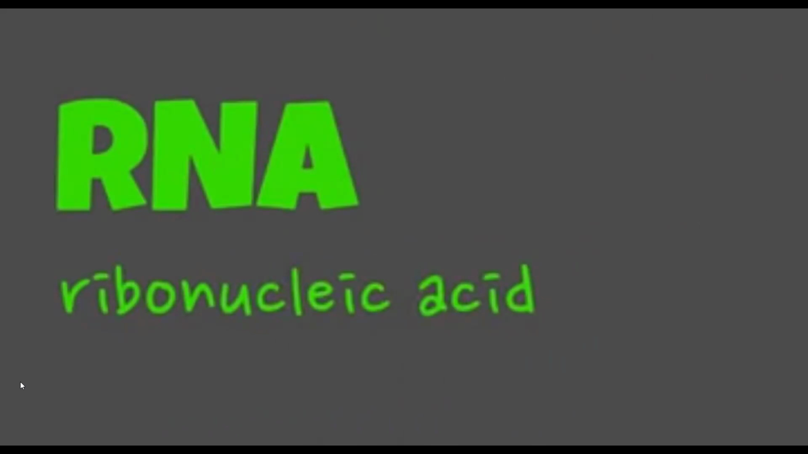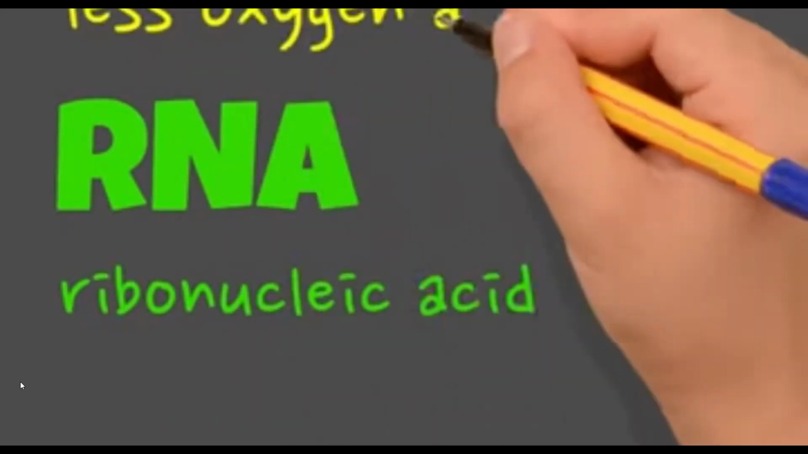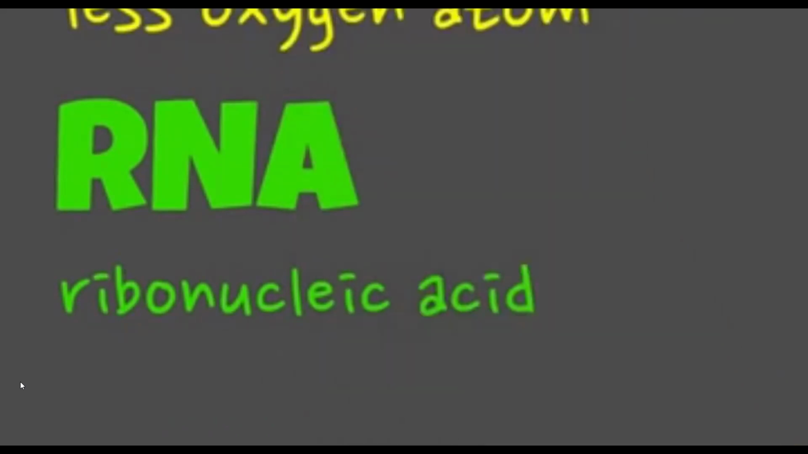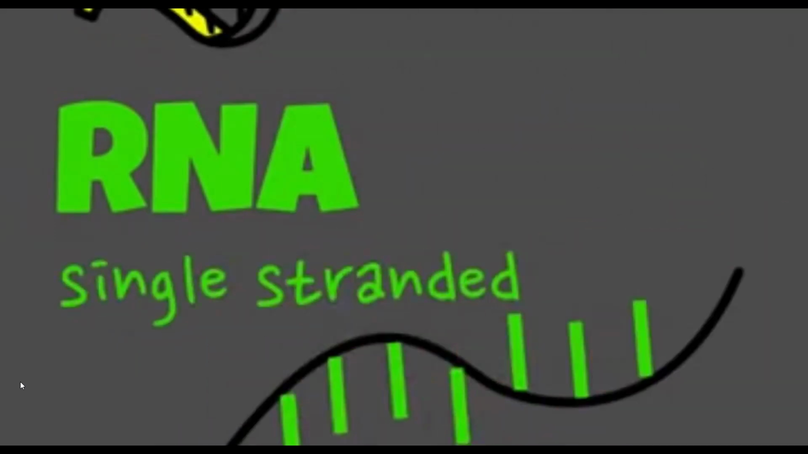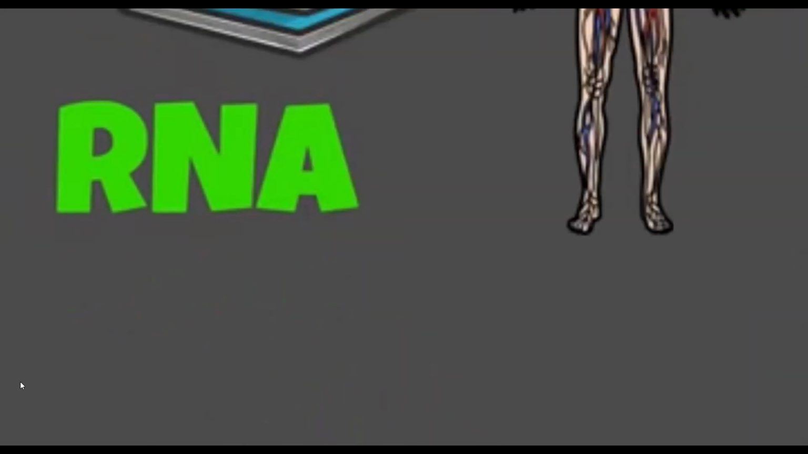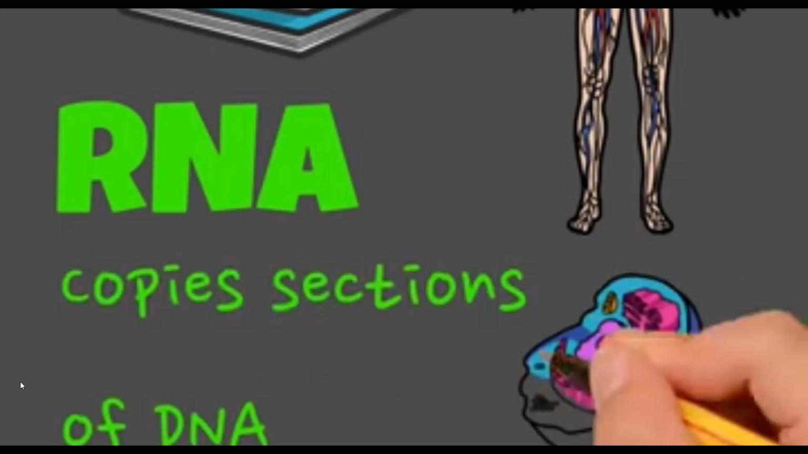What's the role of DNA? Store and transmit genetic information. And RNA, what is the role? It helps in protein synthesis. And there are three types of RNA: ribosomal RNA, messenger RNA, and transfer RNA. Messenger RNA will take the message from DNA to the ribosomes, and transfer RNA will bring the required amino acids to the site of protein synthesis, at the site of ribosomes.